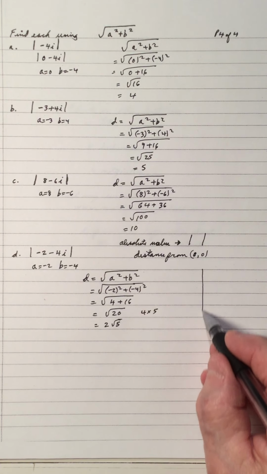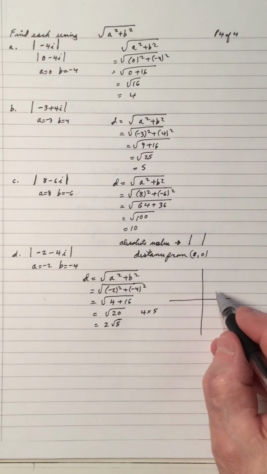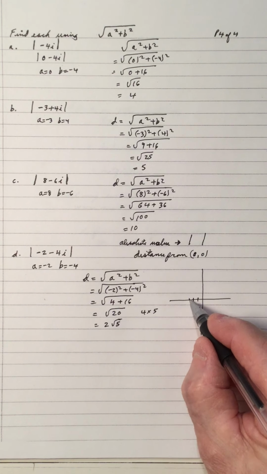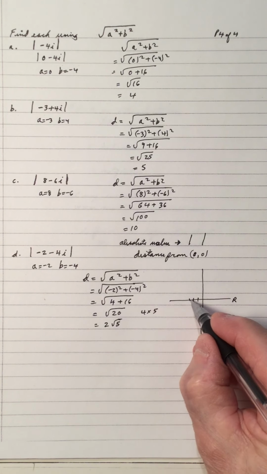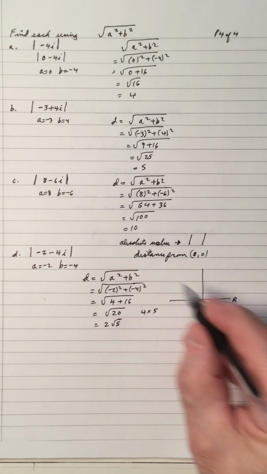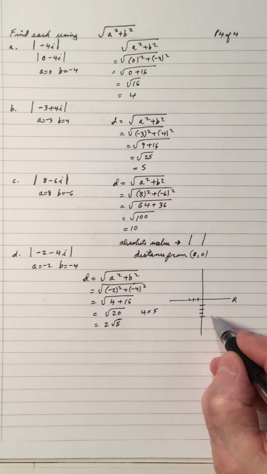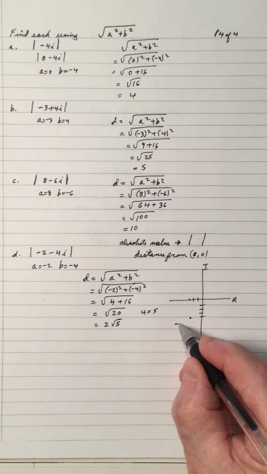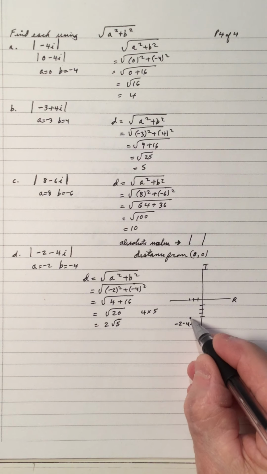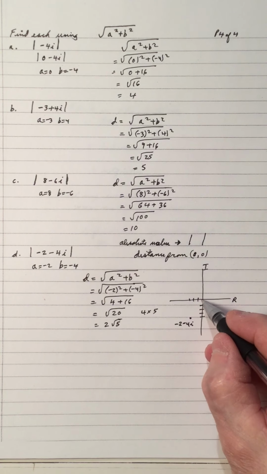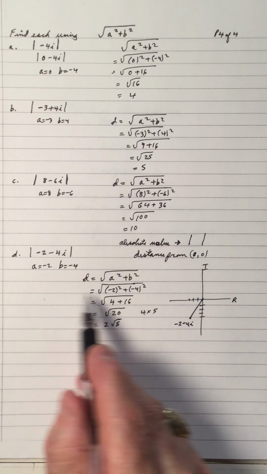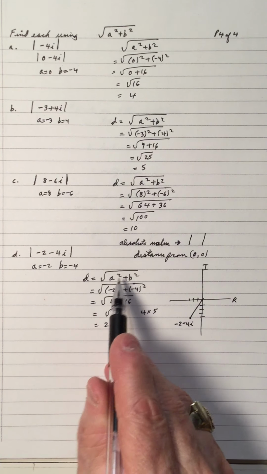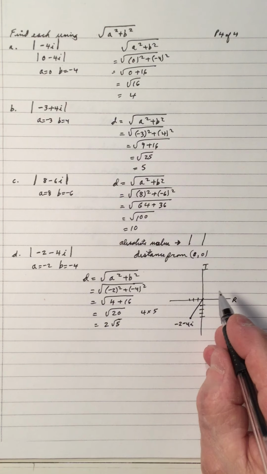And just to remind you, negative 2 is the real part. Negative 2 is right here. And negative 4 is right there because that's the imaginary. So this point, there it is right there. So that point is negative 2 minus 4i. And this distance is the length of the segment from 0, 0 to this point. And we work it out quickly by using the square root of a squared plus b squared with no i.